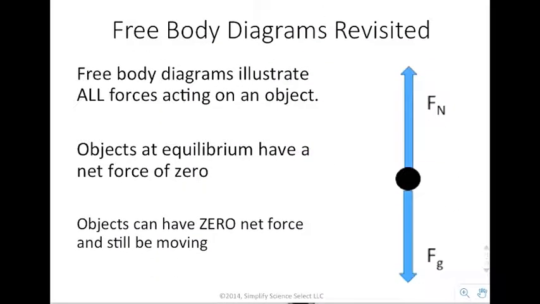Next, free body diagrams revisited. Free body diagrams illustrate all of the forces acting on an object. We've already calculated the net force, and we've talked about how equilibrium is where the net force is zero. And we said that objects can have zero net force and still be moving. Remember, zero net force just means no acceleration, but it could still be moving at a constant velocity.